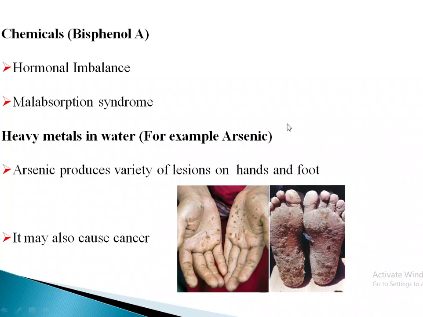Heavy metals, for example arsenic in water: if we consume water having arsenic and that arsenic is not detoxified and removed from the body, it can produce a variety of lesions on hands and feet, and it may also cause cancer. So this is how we are exposed, and how these various xenobiotics can cause diseases if they are not removed from the body after their beneficial effect is over. With this, I have completed the competency, the role of xenobiotics in diseases.